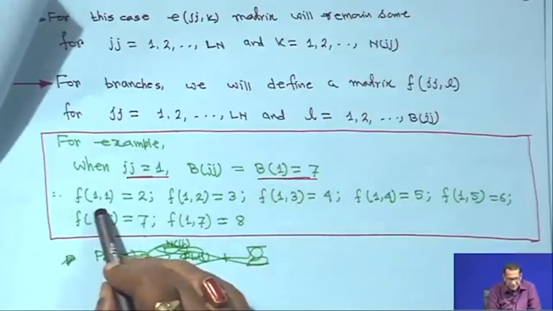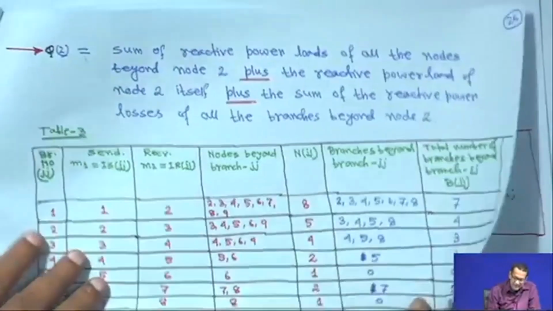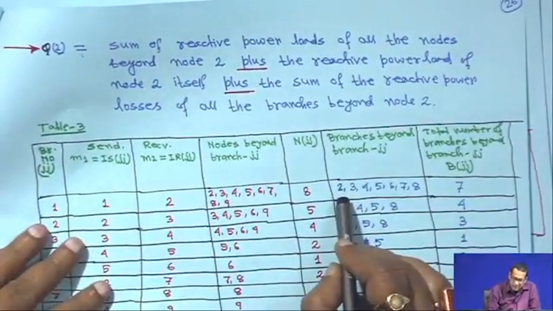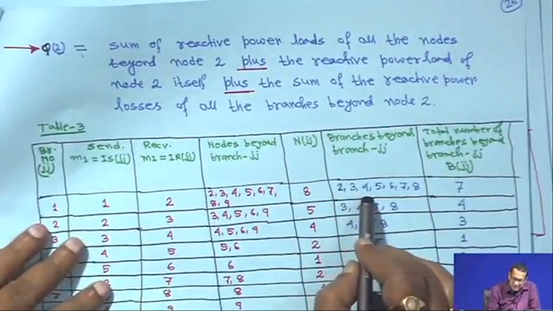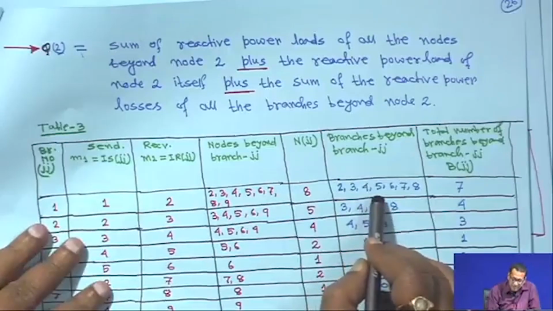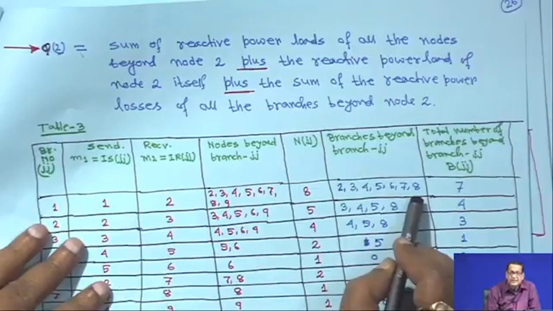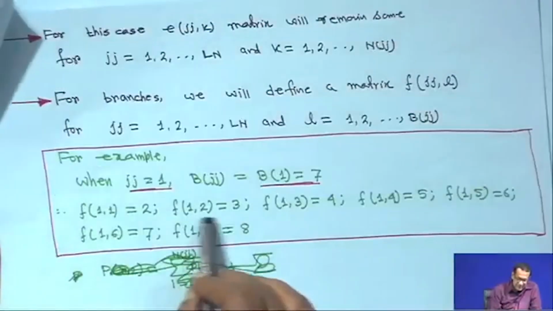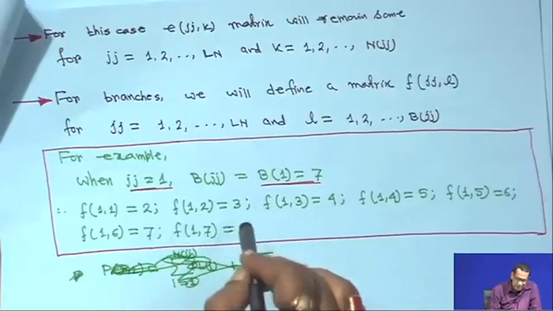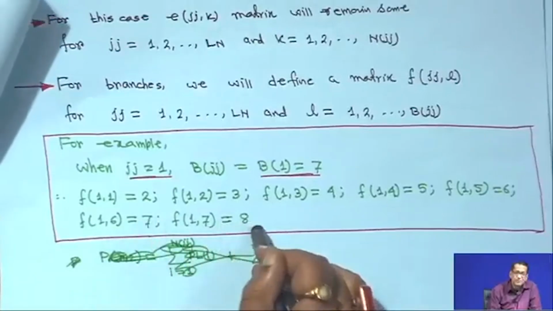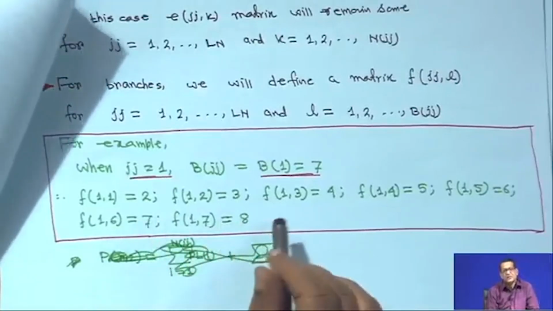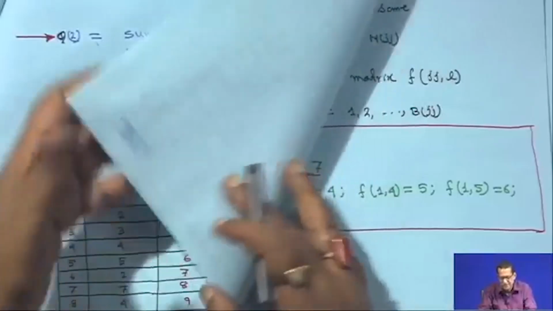So, you can make it that F_11 is equal to 2, F_12 is 3, F_13 is 4, F_14 is 5, F_15 is 6, F_16 is 7, and F_17 is equal to 8. So, this matrix, 2, 3, 4 and so on, all you have to read. This F matrix data you have to create and put into the computer.